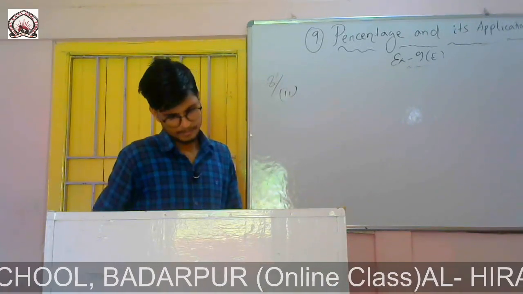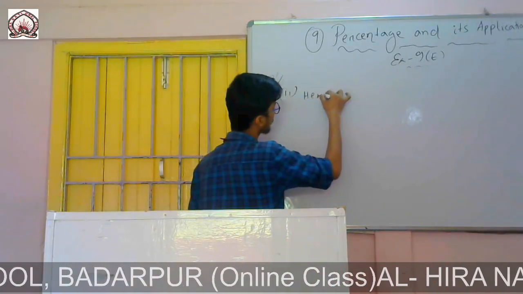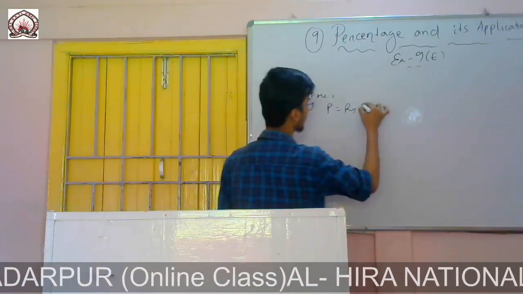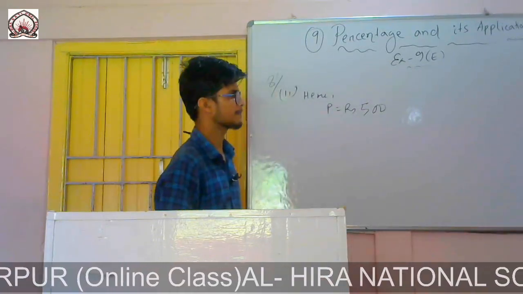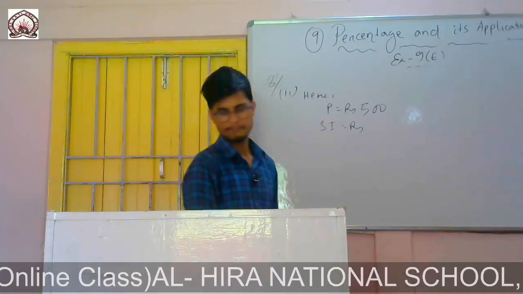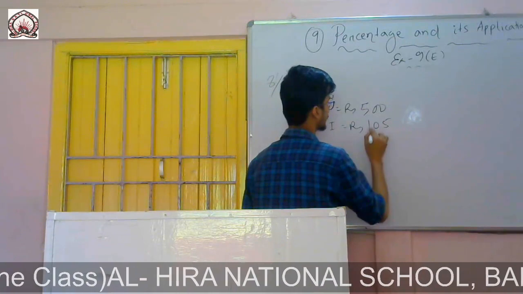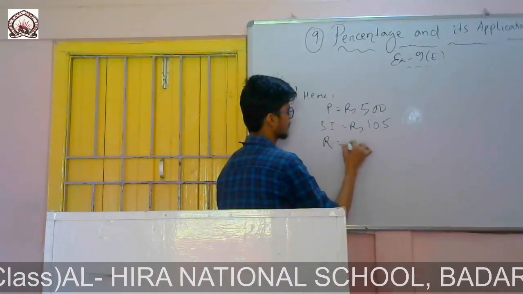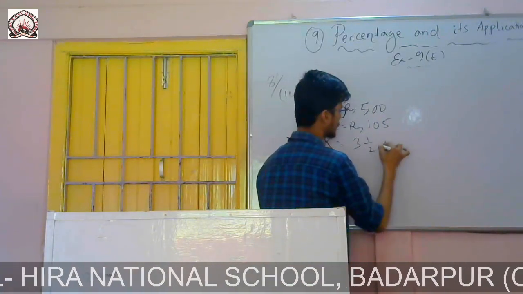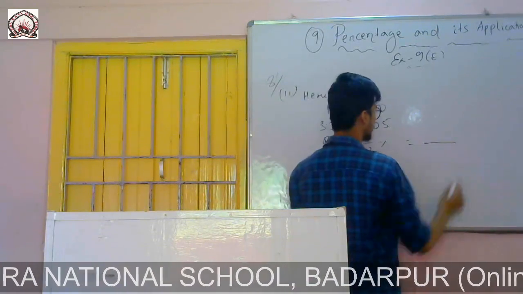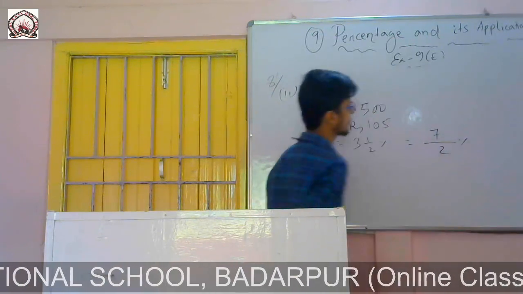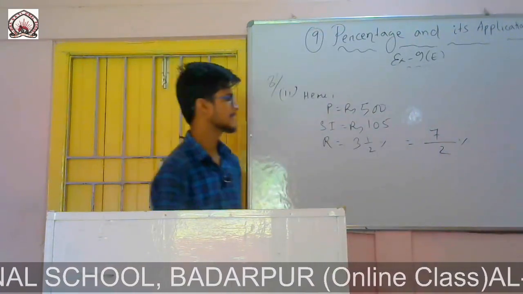Question 8, Roman number 2. You see here the principal is rupees 500. SI is given as rupees 105, and the rate is given as 3.5%. This is a mixed fraction. If I convert it into an improper fraction, 3 2s are 6 and 1 is 7, so 7 by 2%. So this is the rate.